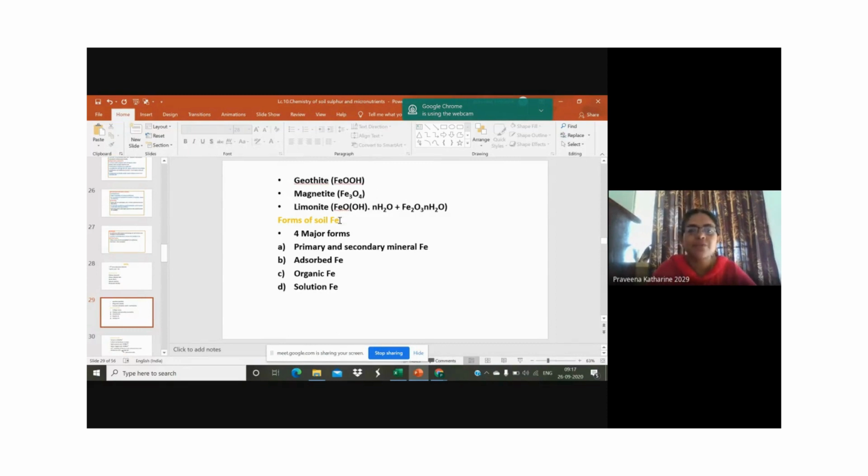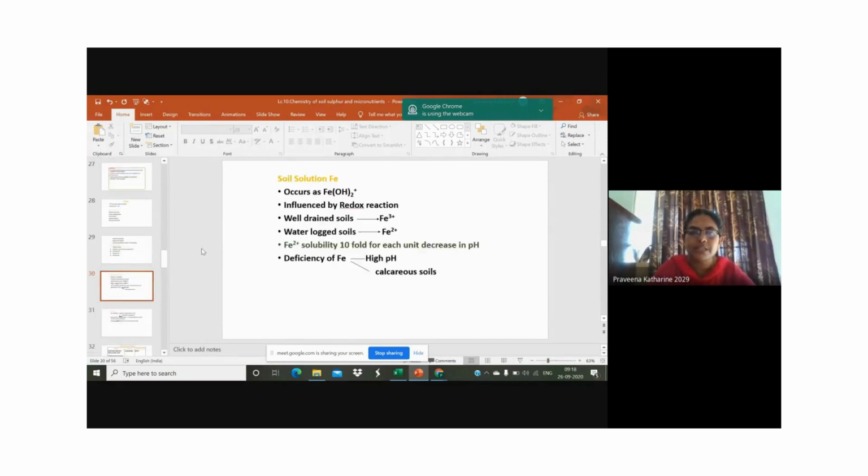Okay. So the various forms of iron, like any other nutrient, here also you have solution iron, then adsorbed iron, then organic iron, and mineral iron. Okay. This is common for all the nutrients, isn't it? So coming to soil solution iron. What is soil solution iron? In the soil solution, iron occurs as iron hydroxide. Okay, Fe(OH)2. It occurs as iron hydroxide.